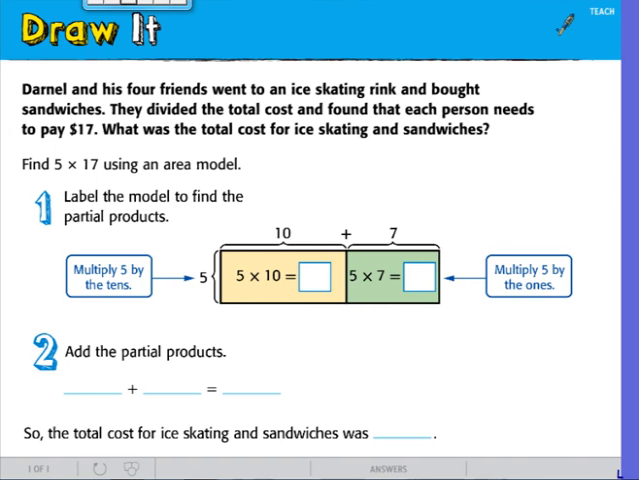It says Darnell and his 4 friends went to the ice skating rink and bought sandwiches. They divided the total cost and found that each person needs to pay $17. Wow. What was the total cost for ice skating and sandwiches?